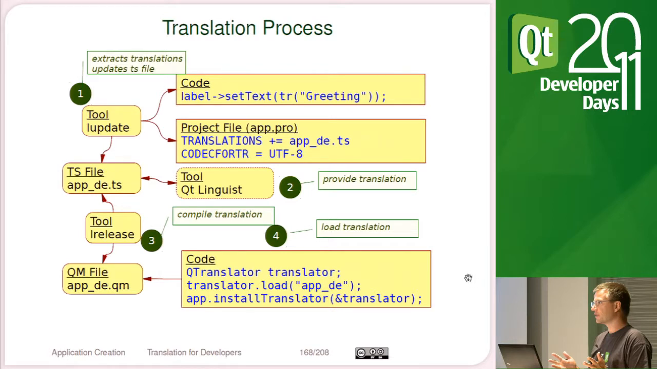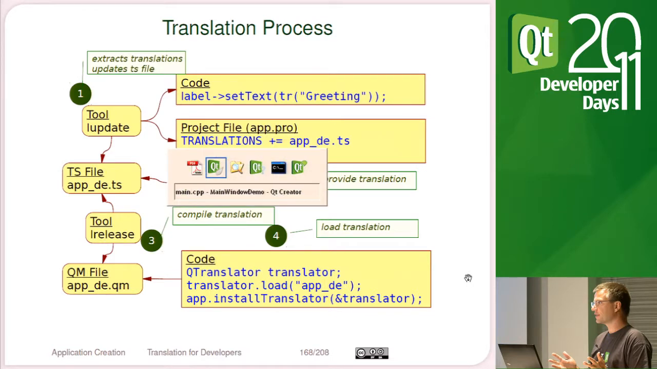Any questions? How do you handle text not directly related to widget, like some other messages? Okay, the question was, how do we handle global texts?